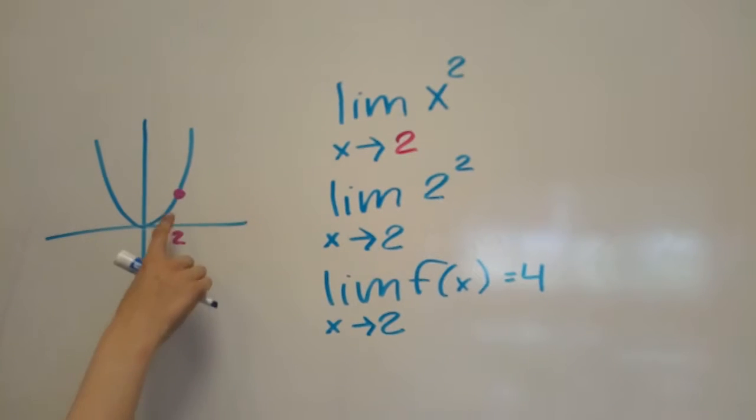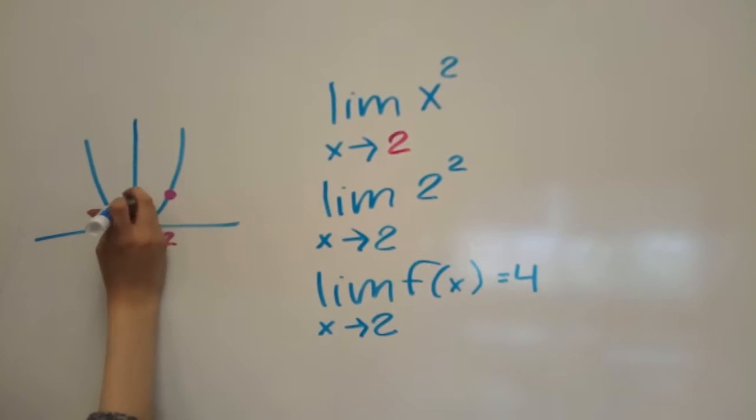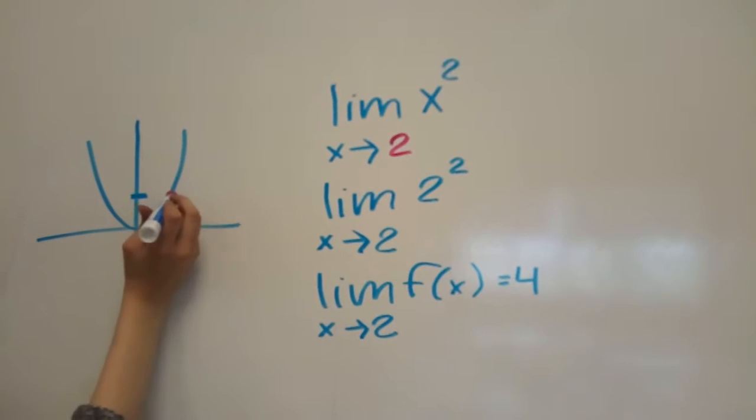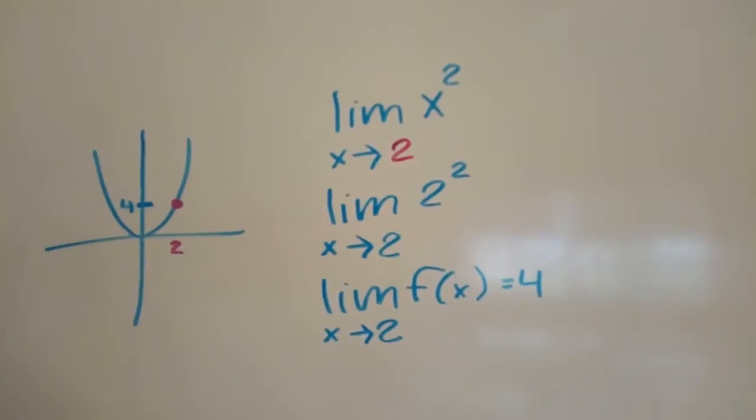That means that when you're approaching this point on this graph, that this line right here, the y value that corresponds to this x value of 2, is 4 when you're approaching from both directions.